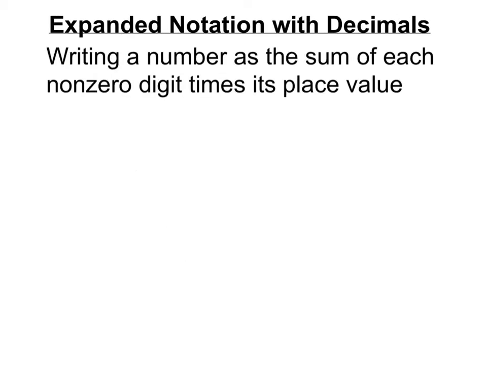Expanded notation means writing a number as the sum of each non-zero digit times its place value. So, just because we're using decimals now, that's not going to change. So let's go ahead and take a look at 24.053.